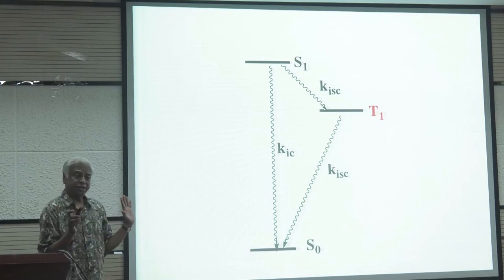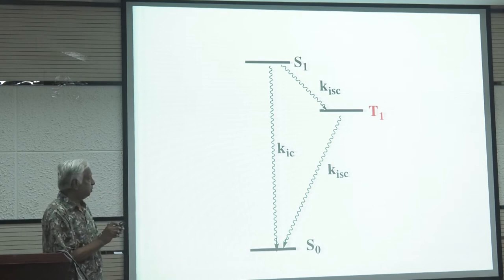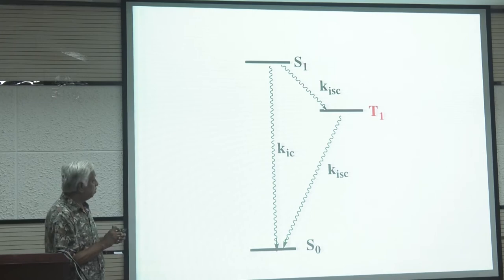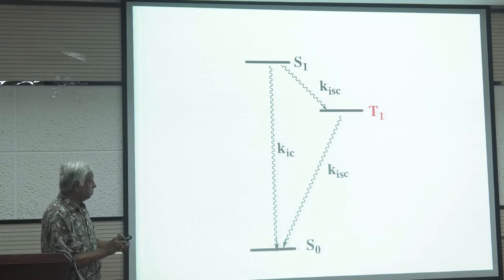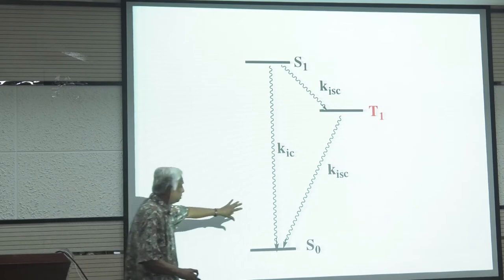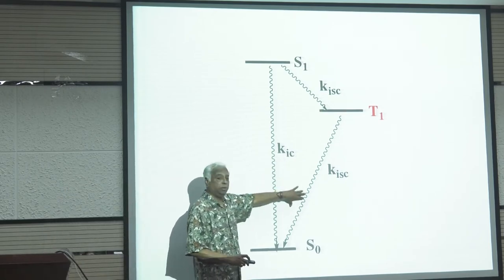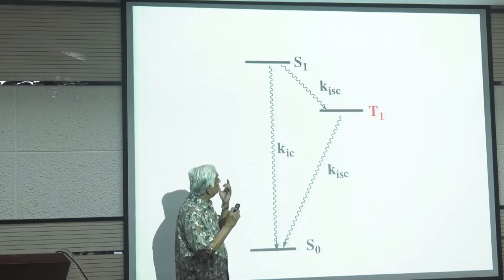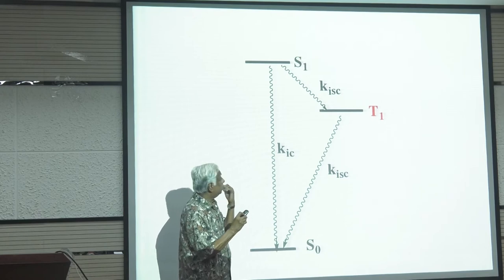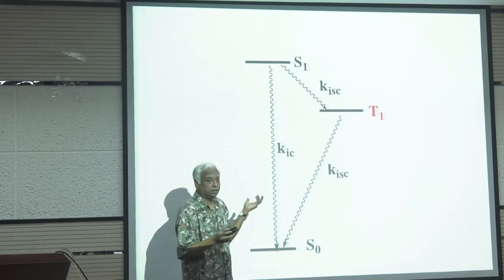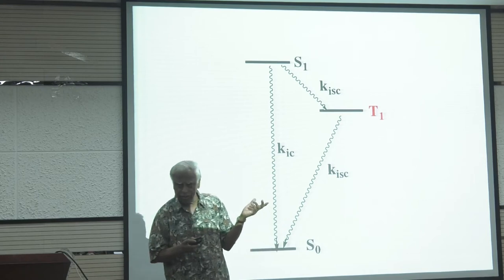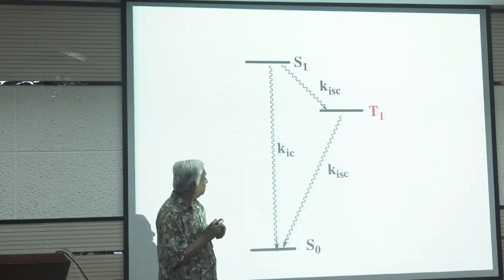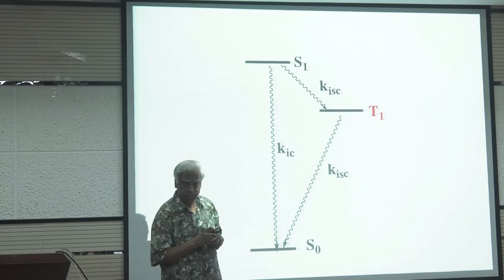So the most important radiationless processes are 1, 2, and 3. Number 1 is competing with the emission, fluorescence, phosphorescence. These are not fluorescence and phosphorescence, but they are competing with fluorescence and phosphorescence. And similarly, singlet going to the triplet goes by heat. It will not go by light because that is a spin forbidden transition. And this also is a radiationless transition.